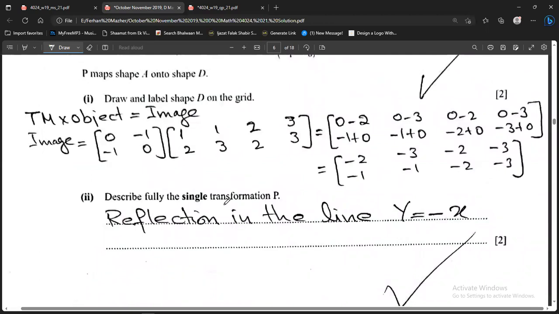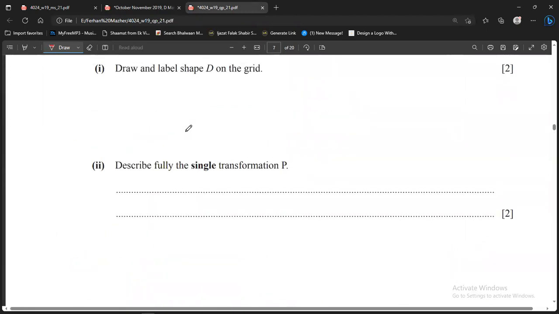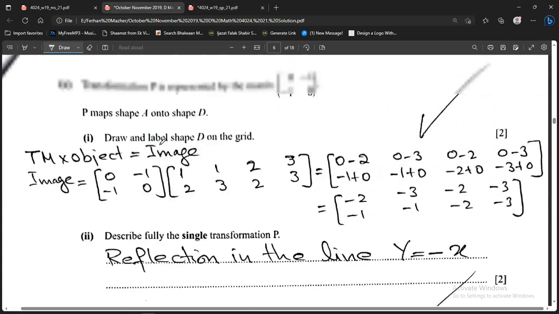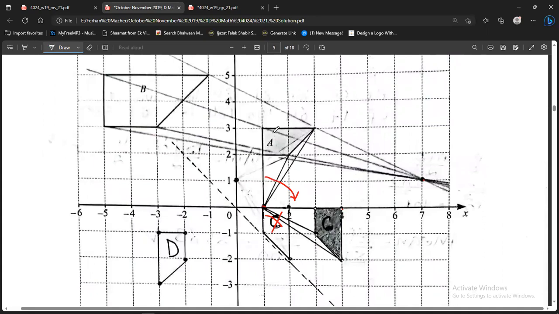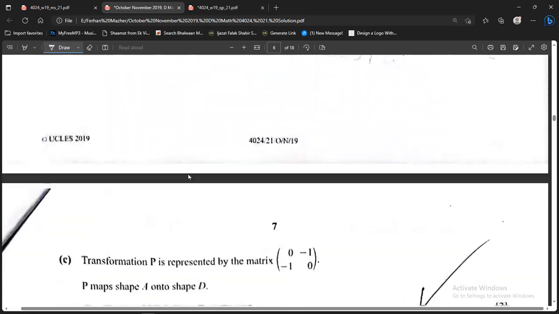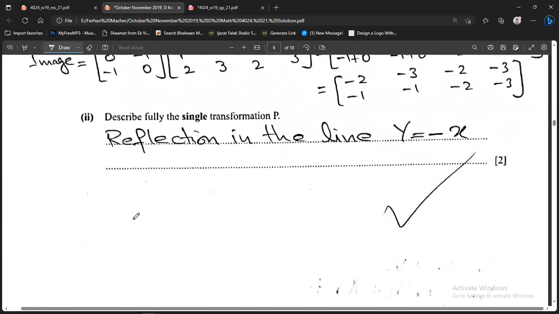I think we have missed this one. I think we missed one part. Okay, describe fully the single transformation P. So when you have drawn that, A and D, it has flipped. Join these 2 points, draw the perpendicular bisector, so that's the line of reflection. And you remember this line, this is y equals minus x. So reflection in the line y equals minus x.